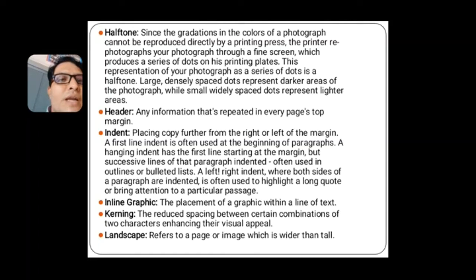A left right indent, where both sides of a paragraph are indented, is often used to highlight a long quote or bring attention to particular passages. Suppose you are using a quotation in your paragraphs, then you have to specify these left right indentations for that particular content. Okay, so these kinds of left right indentations are used in paragraph indentations, and are also often used to highlight quotations to bring attention to particular passages.